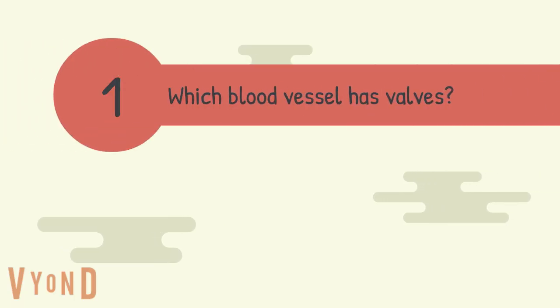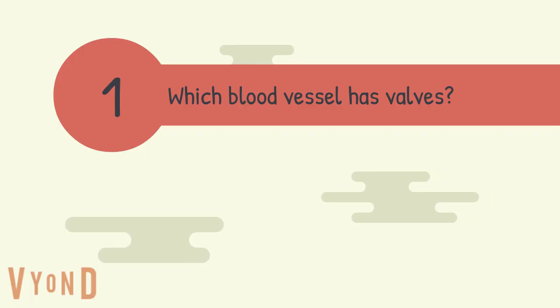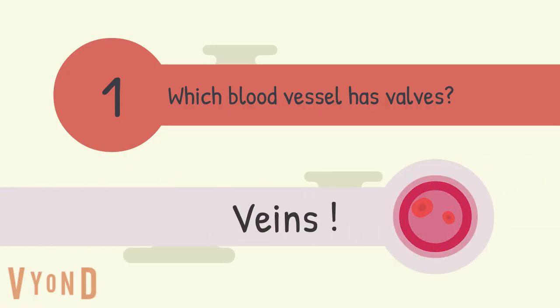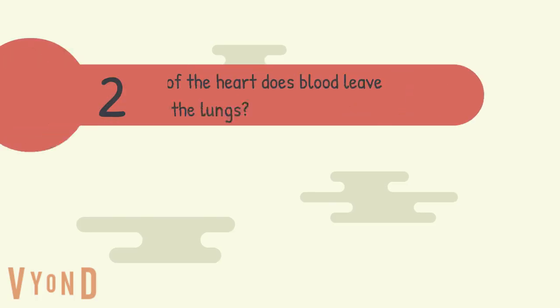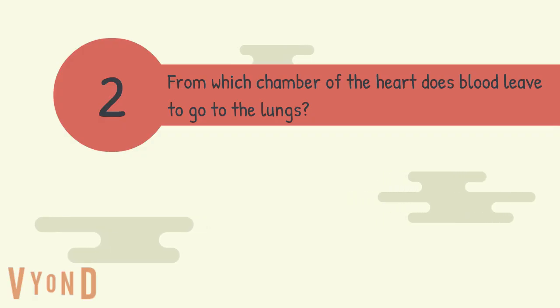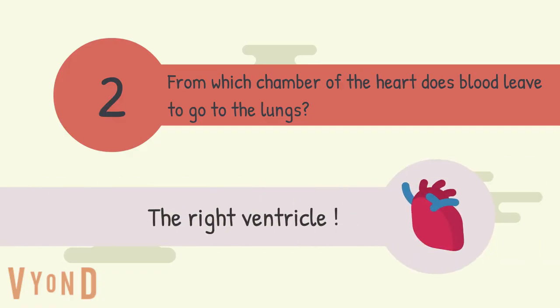Question 1. Which type of blood vessel has valves inside? The correct answer is veins. Question 2. From which chamber of the heart does blood leave to go to the lungs? The correct answer is the right ventricle.